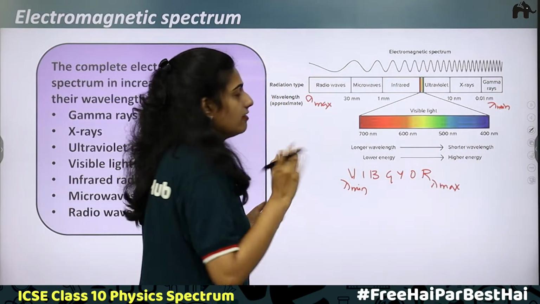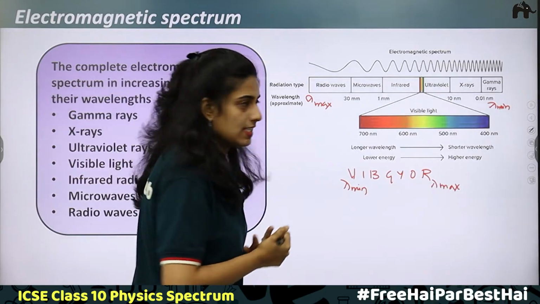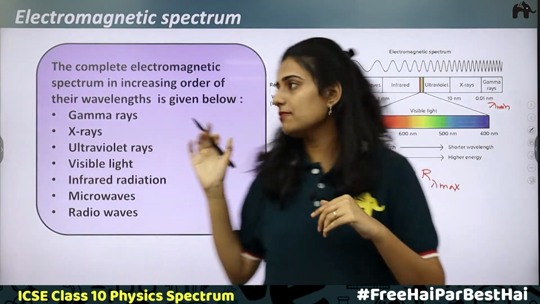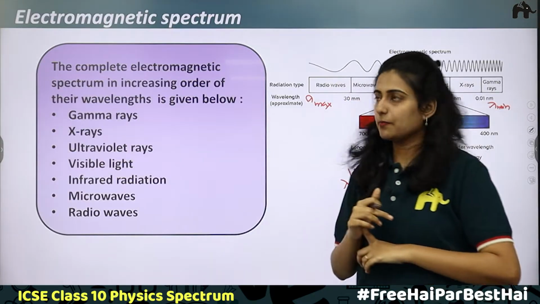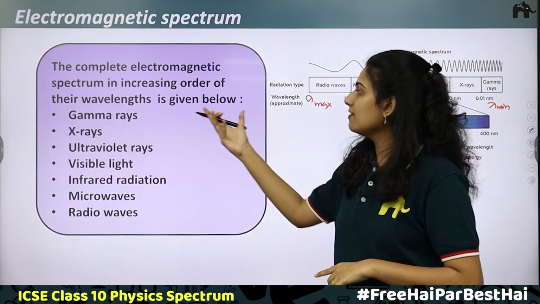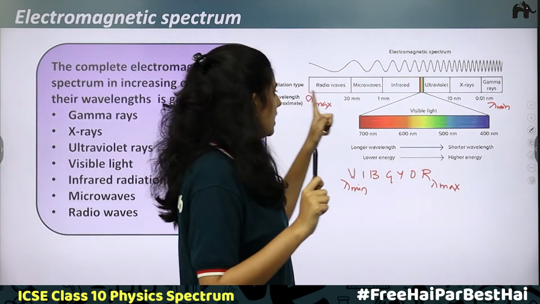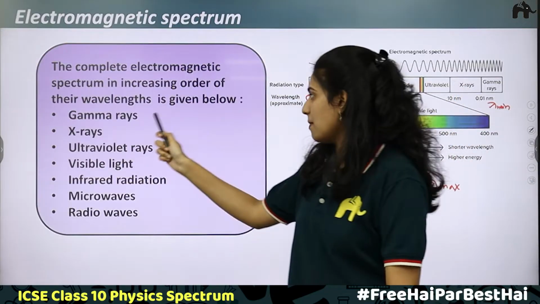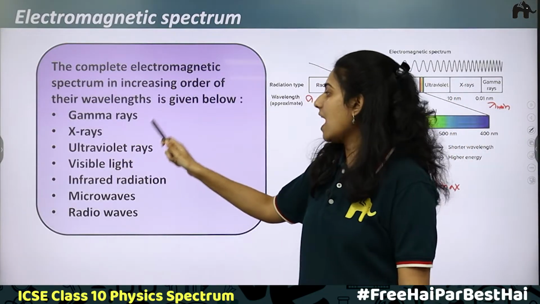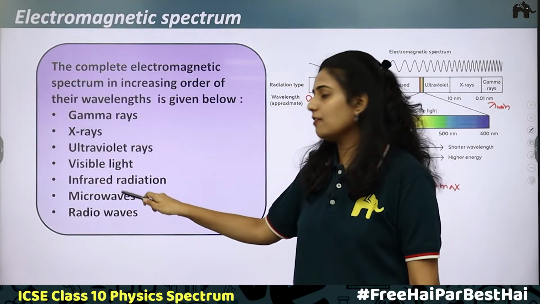We know wavelength and frequency. What is the relation? When wavelength increases, frequency decreases. Maximum wavelength with minimum frequency it will be having. Now, the complete electromagnetic spectrum in increasing order of the wavelength is given below, which will be having the maximum. Maximum will be for radio waves. So, starting gamma rays, then X-rays, ultraviolet rays, visible light, infrared radiation, microwaves and radio waves.